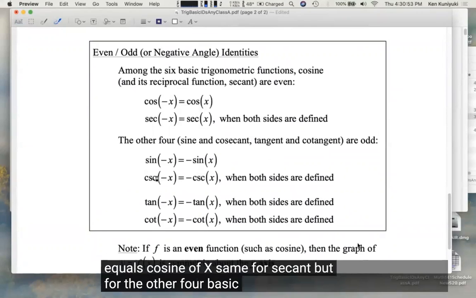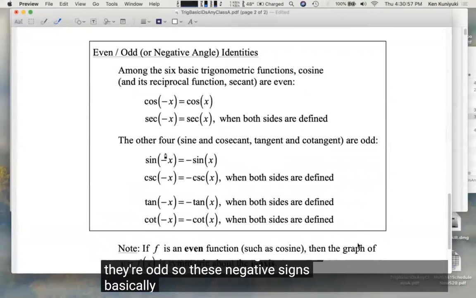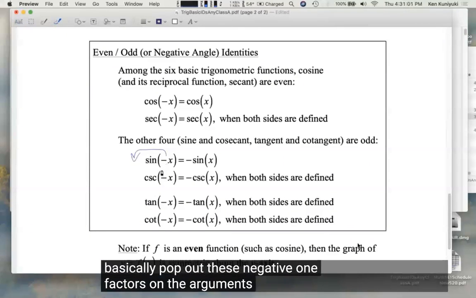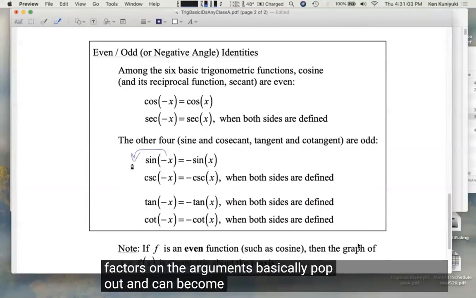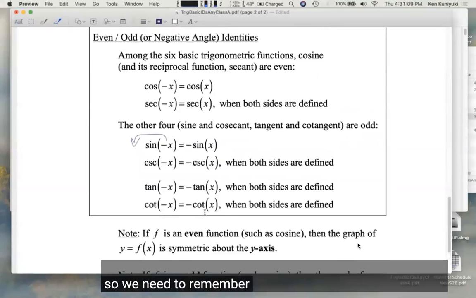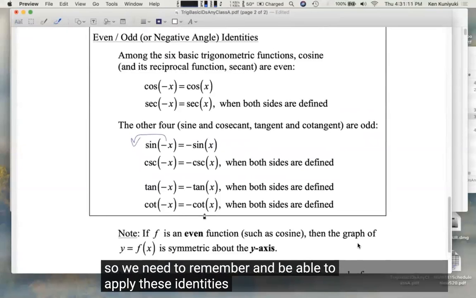But the other 4 basic trig functions are odd. So these negative signs basically pop out. These -1 factors on the arguments basically pop out and can become coefficients. So we need to remember and be able to apply these identities.